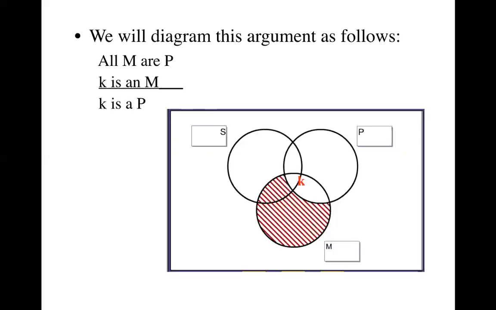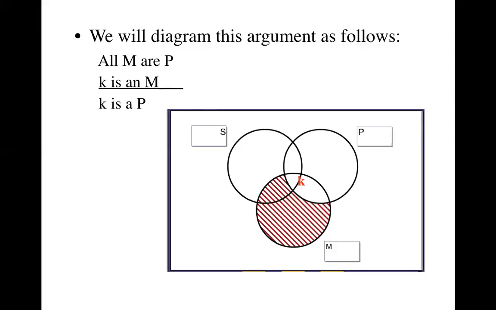So we diagram all M are P, just like we always would. And then we have to place the K, for the K is an M. So we know that the K goes somewhere in the M circle. But all of the parts of the M circle that are not also part of the P circle are shaded in. So we know it can't go there, because that says there's nothing there. That means it needs to go somewhere in this intersection of the P and the M circles, because that's all that's left of the M circle.